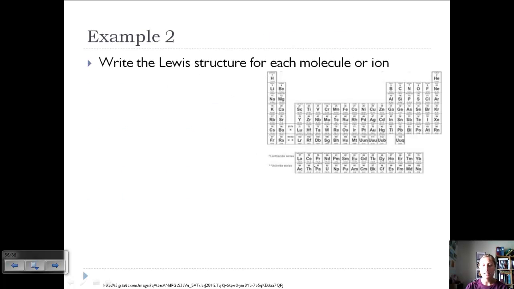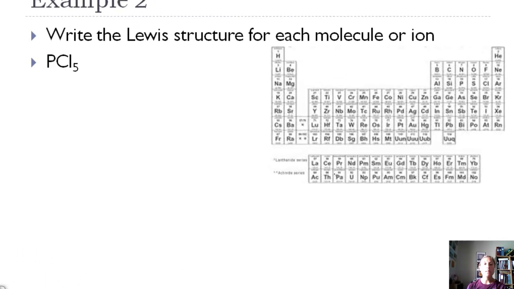So any extras would go on those. Okay, let's look at some other Lewis structures, mainly for exceptions. So let's look at PCl5. Phosphorus is in group 5, so we have 5 plus 5 times 7, since chlorine is in group 7. So that gives us 40 electrons.